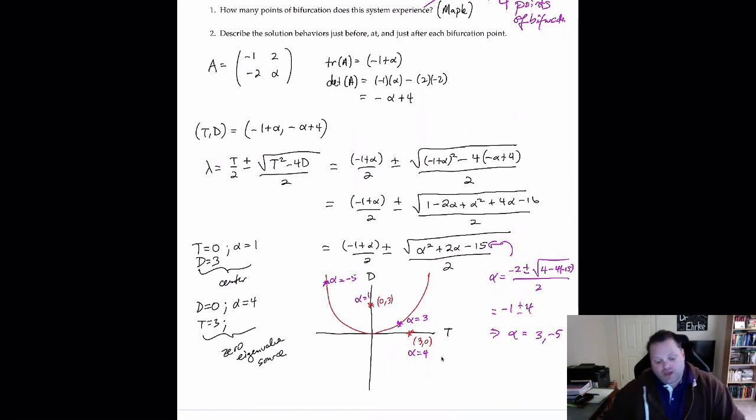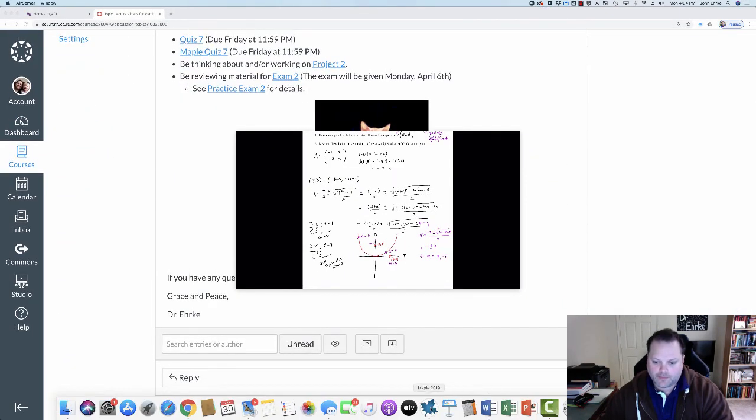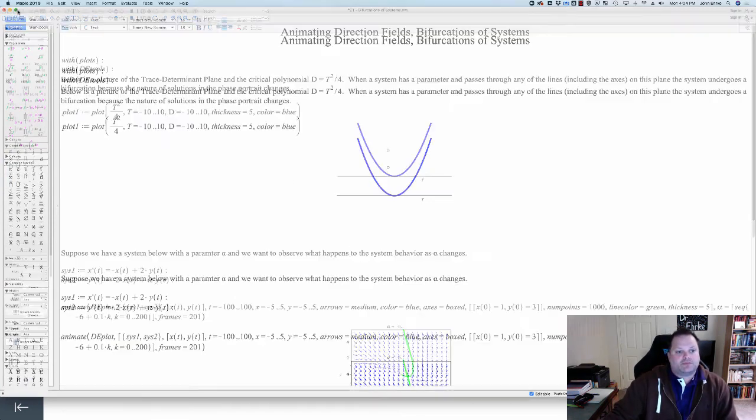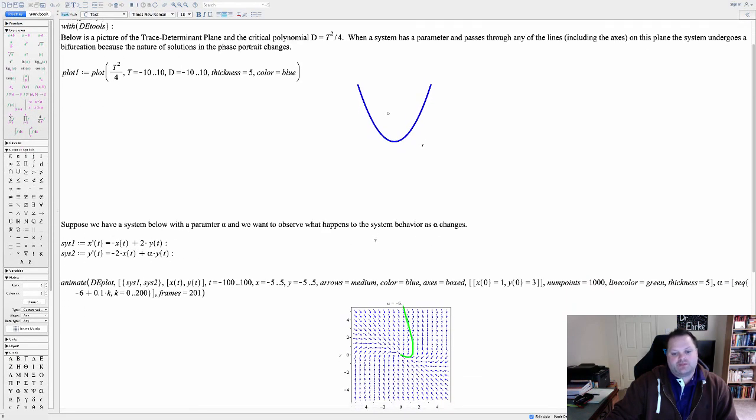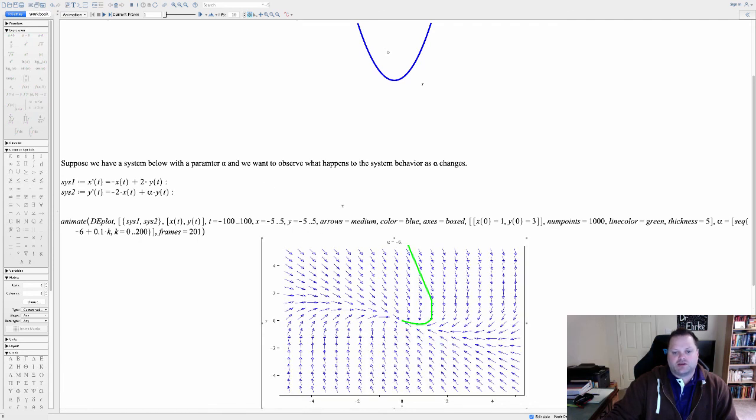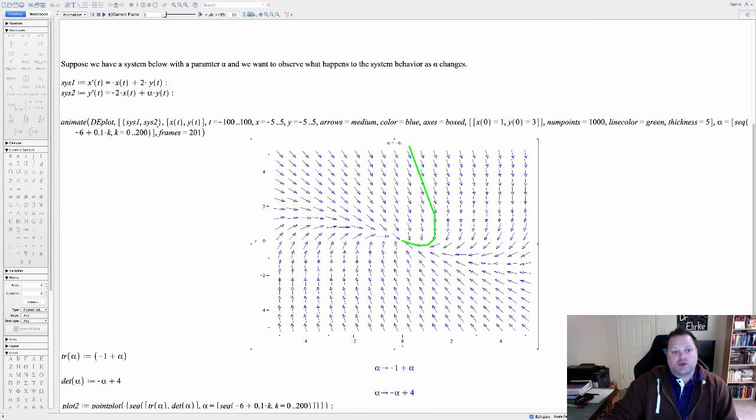Now to prove that, let's take a look at Maple. All right, so what I have here in this Maple file is the exact same system that we just looked at. And I have an animation of that system so you can see everything I was just talking about. So this is a command that you're going to want to look at when you do your Maple file. It'll help you to create animations like this.